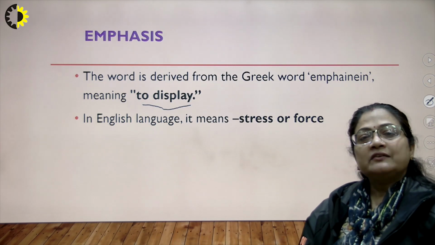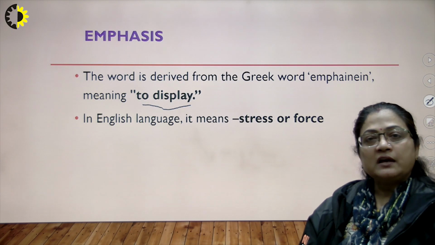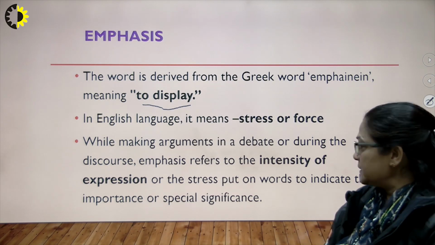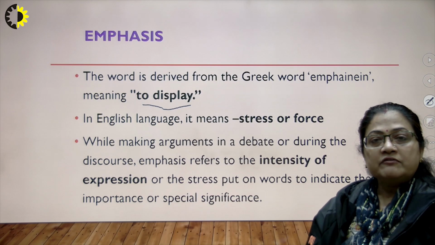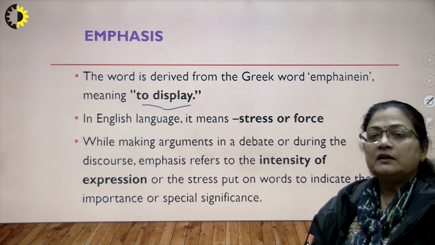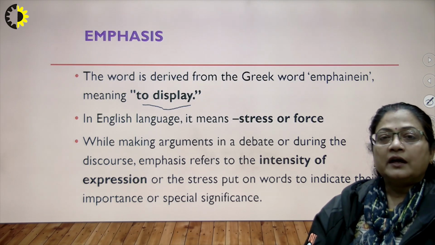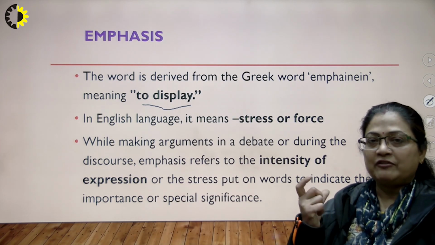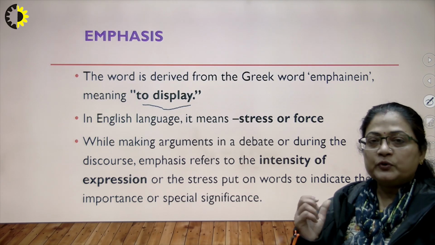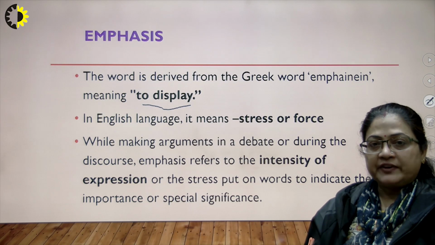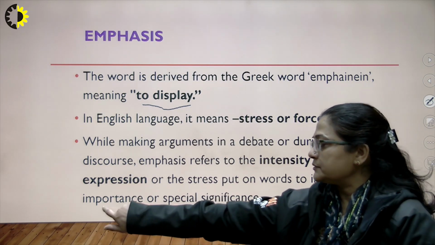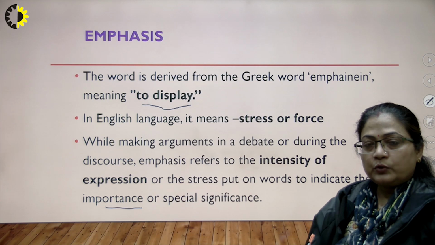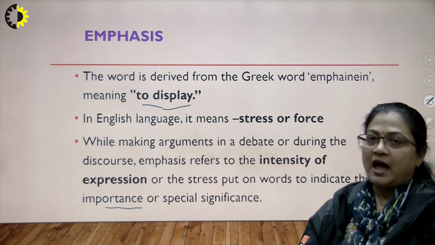In speech or in writing, this emphasis helps a lot to make ourselves clear in front of our audience or our reader. So, while making arguments in a debate or during a discourse, we emphasize the important thing, and we emphasize to refer to the intensity of expression. Means, if we want to give more importance to that word or to that phrase, we emphasize upon that. Okay. We put extra stress on that word or that phrase, and that indicates the importance or the special significance, right. So, to show the importance, to show the significance, we use this device, that is emphasis.